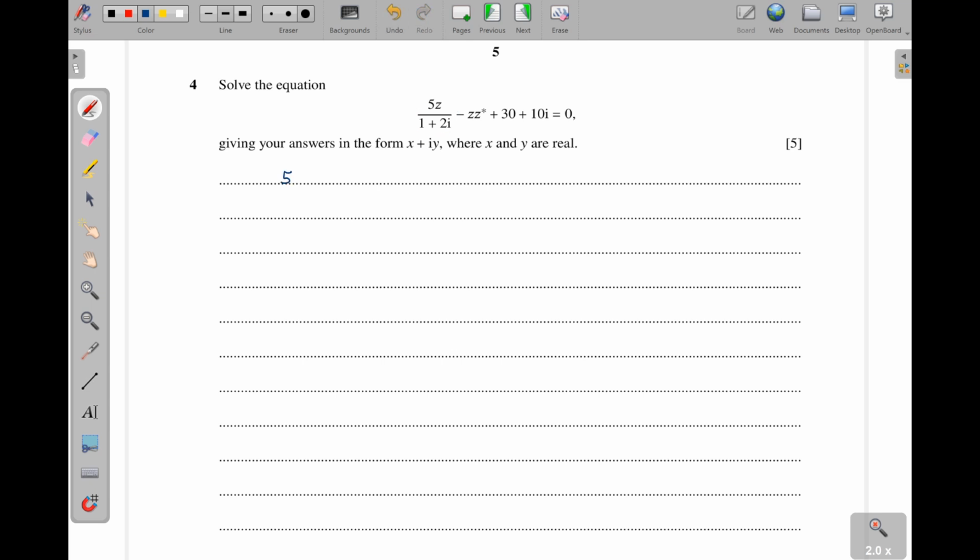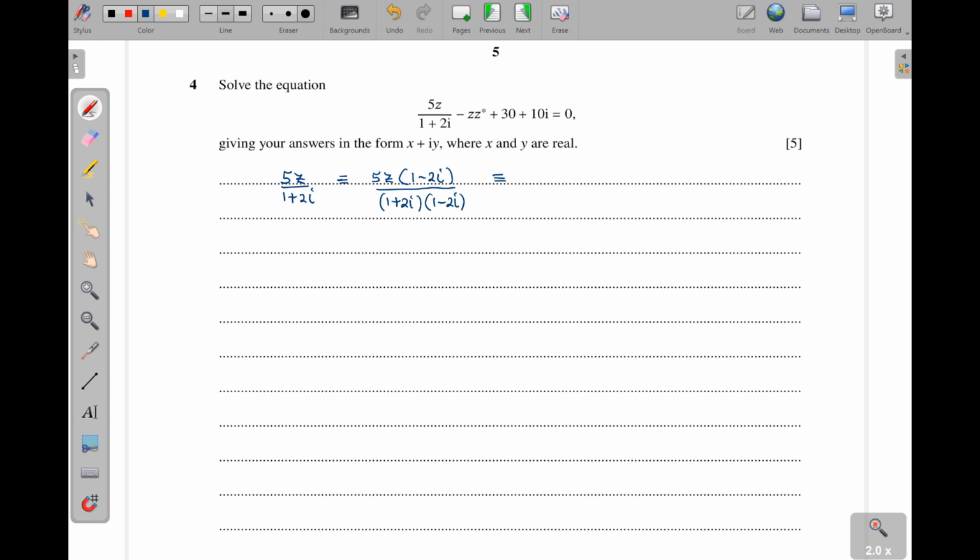If I have 5z over 1 plus 2i, this is going to be the same as 5z, then I'm going to rationalize the denominator by getting the conjugate of this denominator. I multiply it in the denominator, and then I also multiply it in the numerator, okay? So the conjugate of this one, we just change the sign of the imaginary part. So we shall have 1 minus 2i, then here we shall have 1 plus 2i, then times 1 minus 2i.